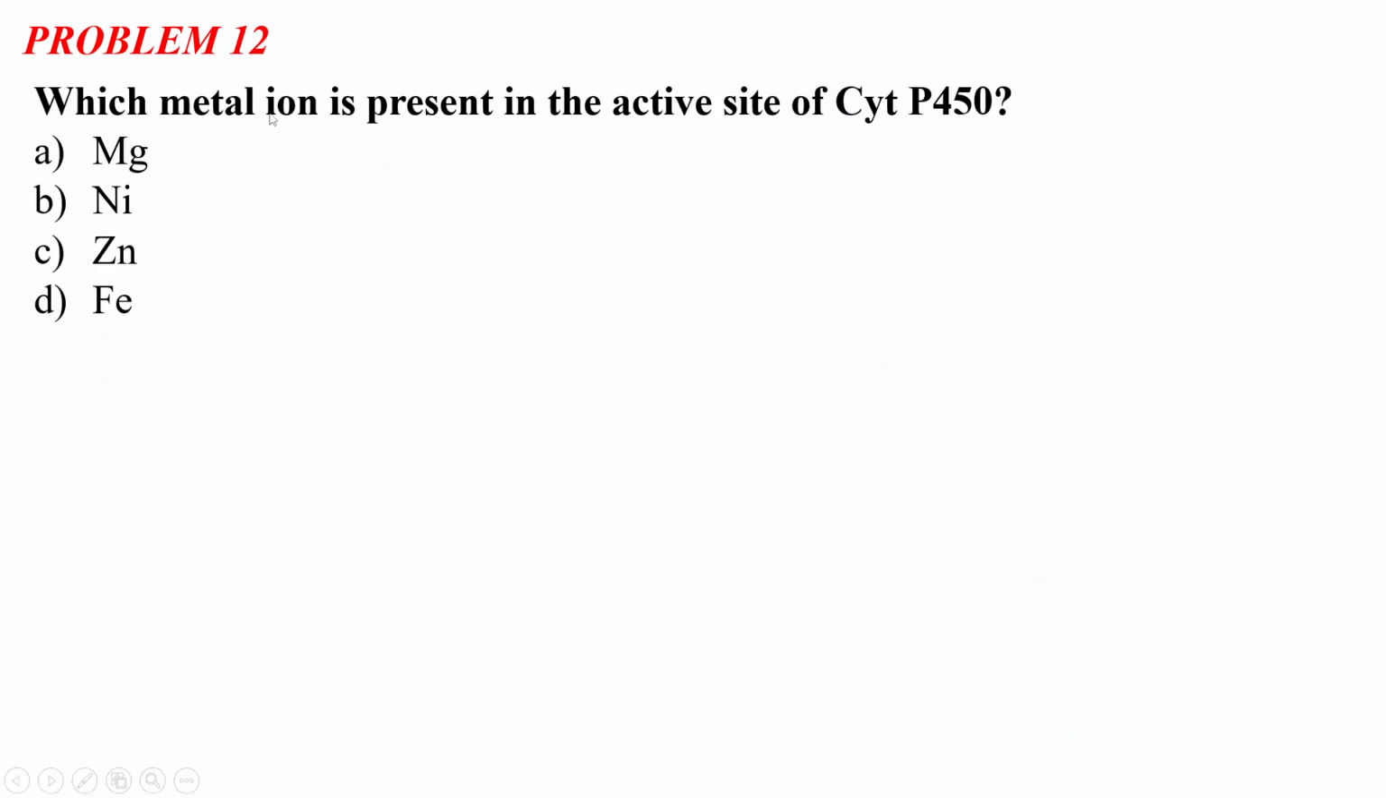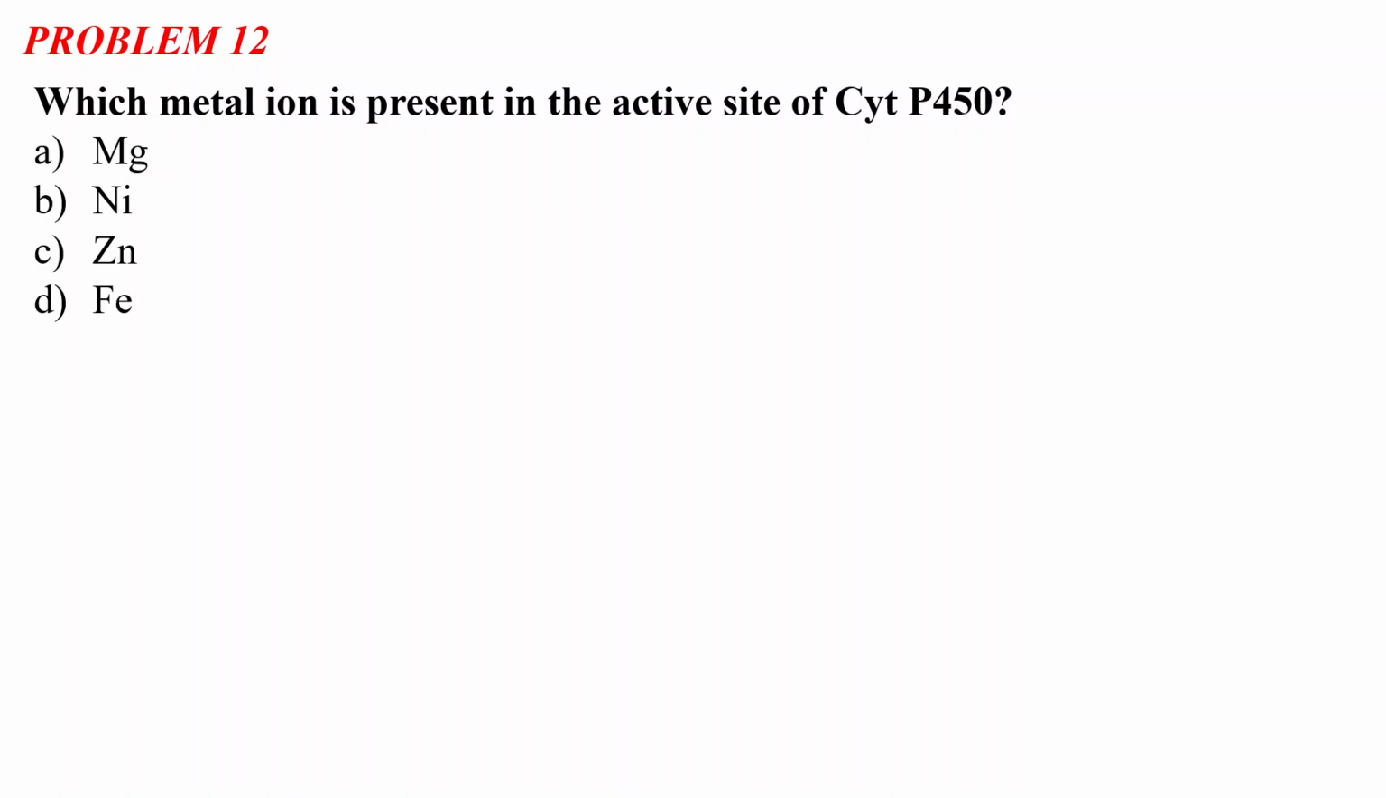Okay, so problem number 12 says: which metal ion is present in the active site of cytochrome P450? The options are A magnesium, B nickel, C zinc, and D iron. Cytochrome P450 is a very important class of enzymes for our body, and it is actually a metalloenzyme, because in the active site there is a metal ion present, and it is very important for the functioning of this enzyme. That is why it is called a metalloenzyme.